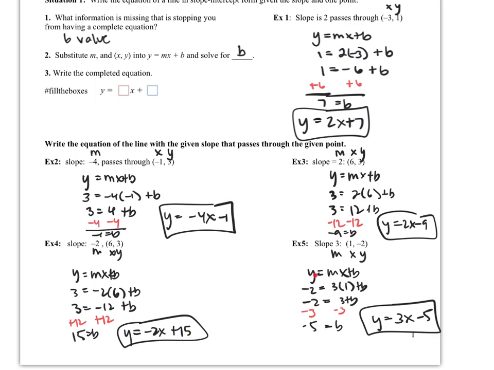And then here I changed y to -2, m to 3, x to 1, b stayed b. 3 times 1 was 3, and to get b by itself, I minus 3 from both sides. -2 minus 3, keep change opposite, was -5. y equals 3x minus 5.